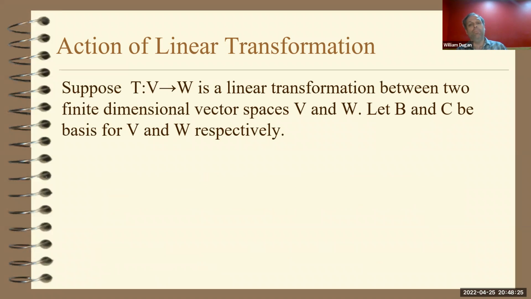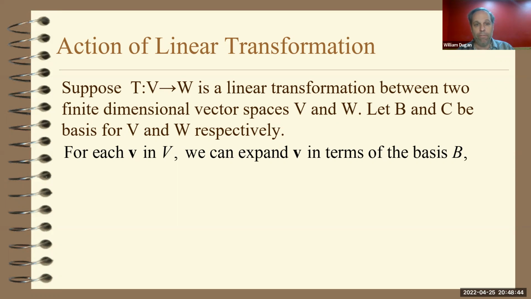So suppose that we have a linear transformation between two finite dimensional vector spaces, V and W. Let B and C be bases for the separate vector spaces. The number of vectors in here could be whatever. We don't really care. They could be the same or not. Now, for every vector v in the vector space V, just expand v in terms of the basis vectors found in B. So let's say that B has n vectors. Then v is some linear combination of the vectors in B.